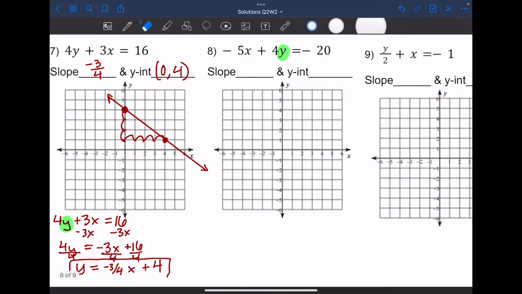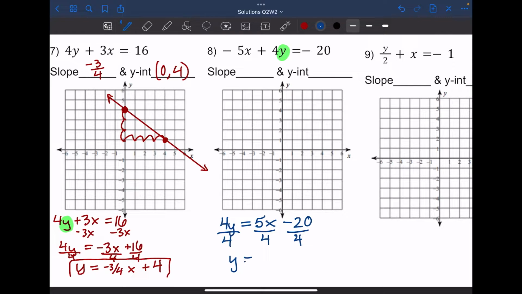Well, if I add 5x to both sides, we would end up with 4y equals 5x minus 20. And then we're left with one step of dividing everything here by 4. So we end up with y equals 5 over 4x, and then negative 20 divided by 4, because there's a minus, we need to make sure we keep that, is going to be negative 5.